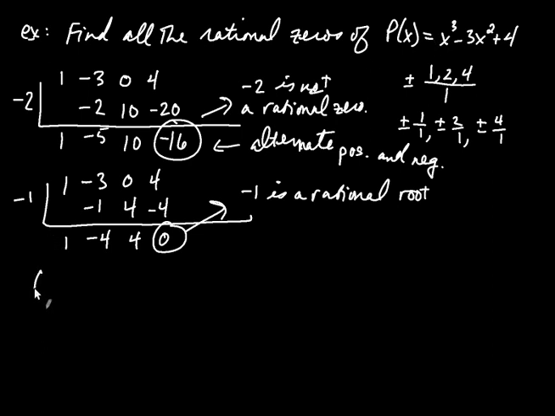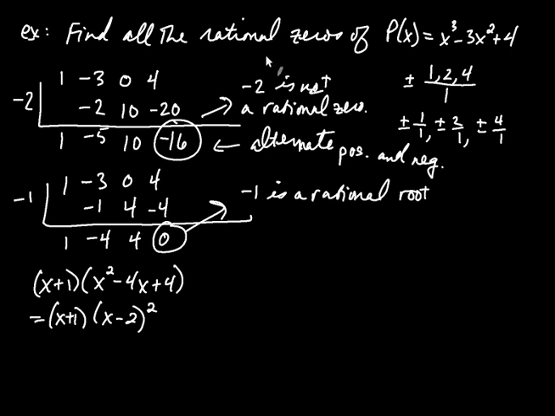So it's going to become, well, it's x take away that number. In this case, it's going to be x plus 1, and then times the quotient, which is x squared minus 4x plus 4. And then we can go ahead and factor this, and we get x plus 1 times x minus 2 quantity squared. So our rational zeros are -1, and I can also see a rational zero of +2. Notice that I didn't find +2 by using synthetic division, even though I could. I just found it by factoring. So if you can find it by factoring, you're fine.